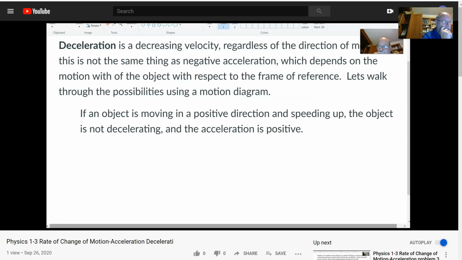Okay, so let's suppose that our first scenario is an object that's moving in the positive direction and it's speeding up. Okay, so if I write a motion diagram that describes this, okay, so there's my origin, and here's my positive x direction.